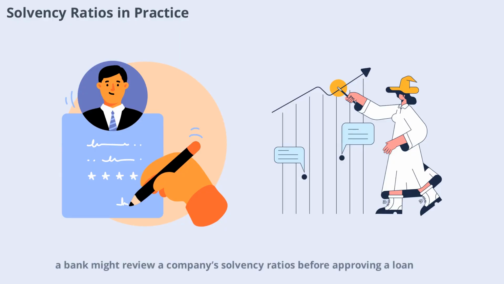In real-world financial analysis, solvency ratios are used by investors, lenders, and company management to make informed decisions. For example, a bank might review a company's solvency ratios before approving a loan, while investors might use them to assess risk before buying shares. These ratios are also valuable for internal management, helping guide strategic decisions and long-term planning.